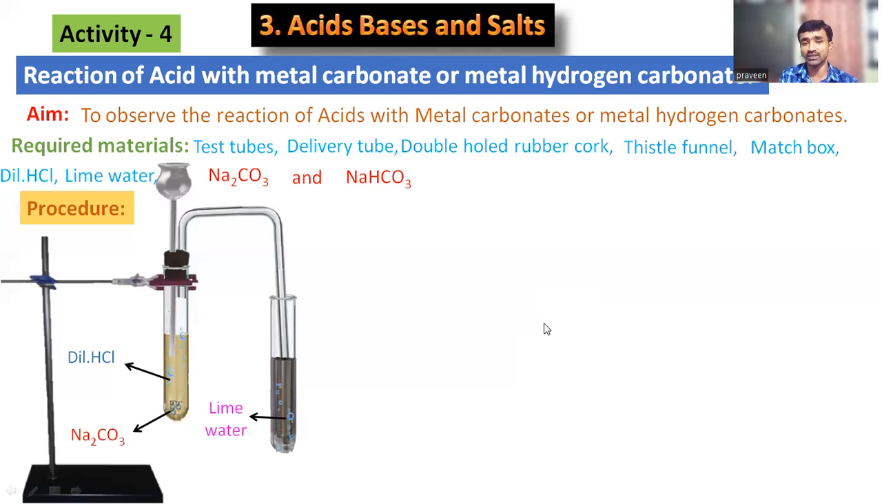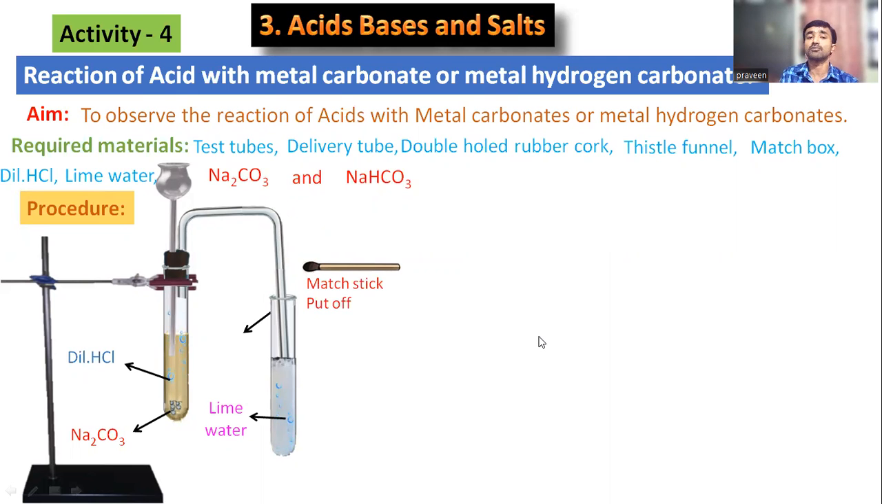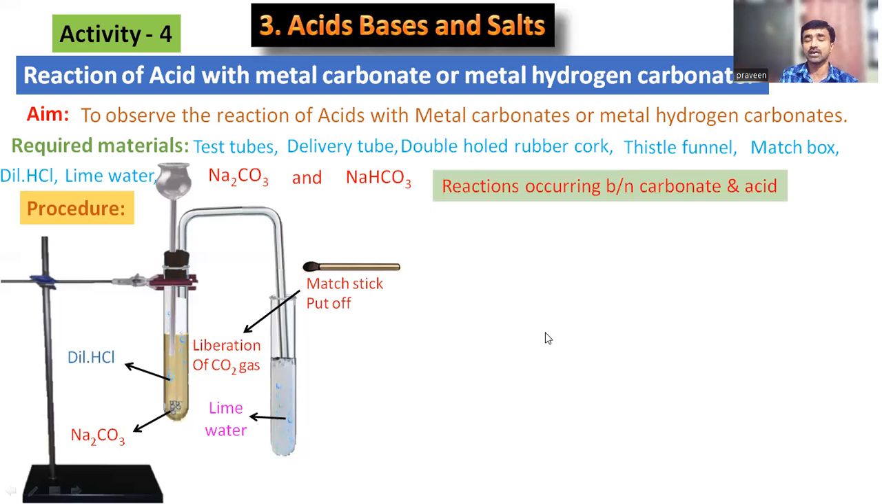So what happens in the lime water on passing of gas? Observe here. It changed into milky white color. This milky white color gives you the idea of carbon dioxide. You can test that gas with the help of a burning matchstick. That puts off immediately. So that putting off of the burning matchstick will give you an idea about liberation of carbon dioxide gas. So that gas is identified as carbon dioxide.